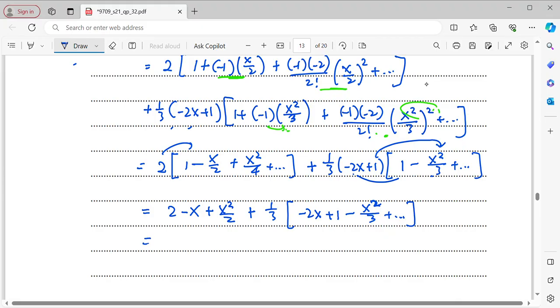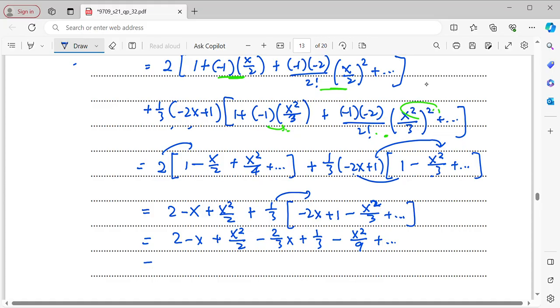Okay, then now from here, I will do expansion again. So 2 minus x plus x squared over 2. The 1 over 3 multiplied with negative 2x, it will be negative 2 over 3 x. 1 over 3 times 1, it will be plus 1 over 3. So 1 over 3 times negative x squared over 3, it will be negative x squared over 9.